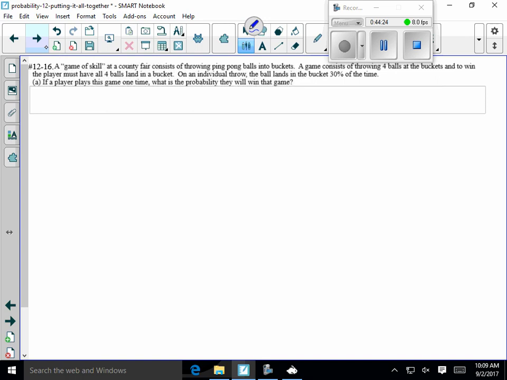Okay, for the first one, where we're talking about the probability of winning the game, let's look at what each of those things are. What is yes and no in this case? Yes would indicate that a ball gets in the bucket. Is the probability of that constant and independent? Yes, that happens with a 30% probability.